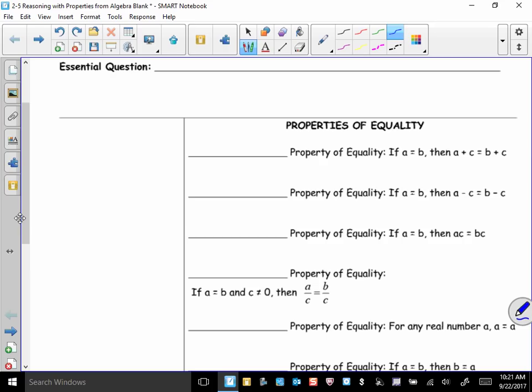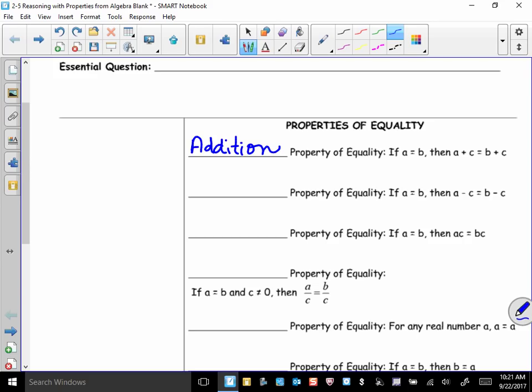Guys, you got to know these. You got to know them like the back of your hand. So study those flashcards. All right. So if A equals B, then A plus C equals B plus C. That is the addition property of equality.